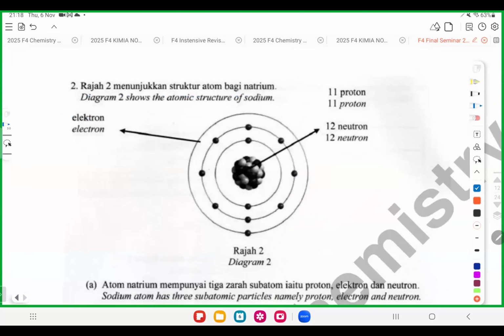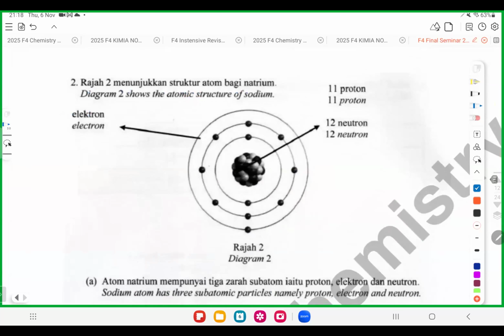Chapter 5, Chapter 7, Chapter 6, not even that. This is the very easy chapter, but there will be some problem. I will tell you. Okay, sodium atom has 3 subatomic particles, which are proton, neutron, and electron.